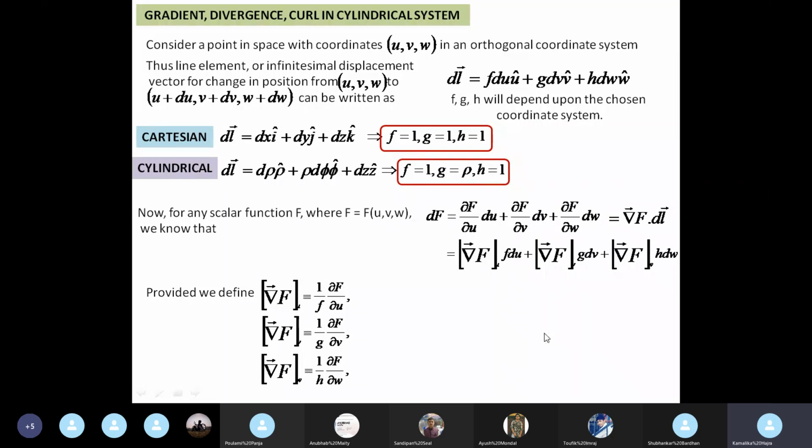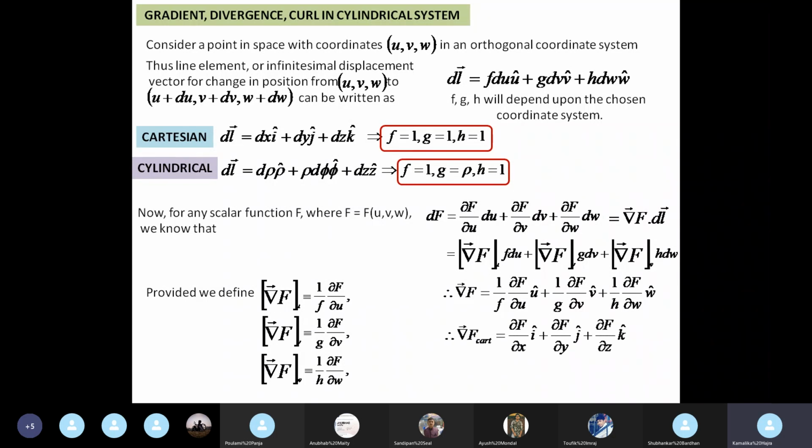Okay. So now I can write grad f as 1 by f del f del u u cap plus 1 by g del f del v v cap plus 1 by h del f del w w cap. Got the components, so I wrote it with respect to u cap v cap w cap. So this is the expression for gradient in any generalized curvilinear coordinate system u cap v cap w cap, provided you know what f, g and h are.